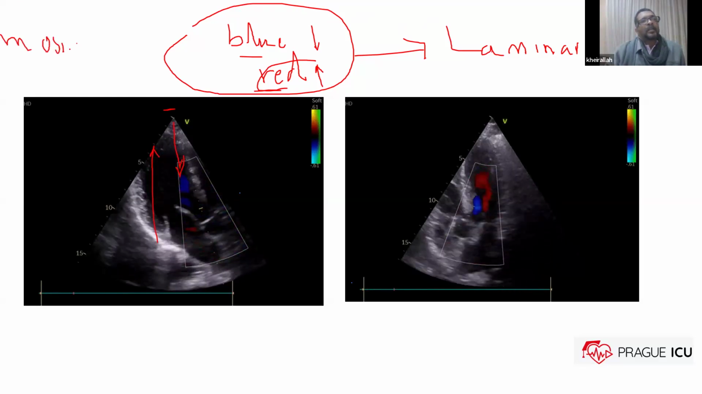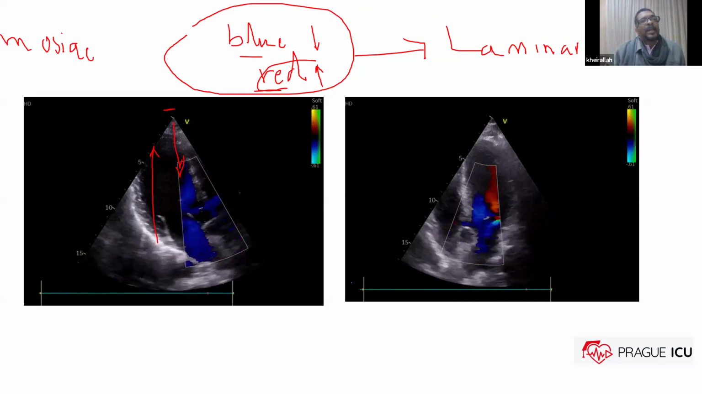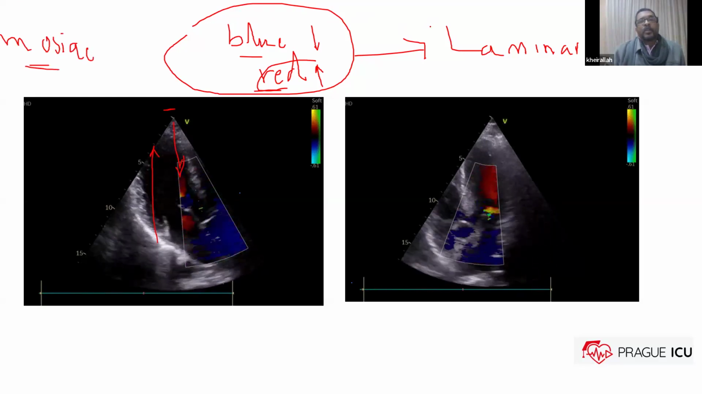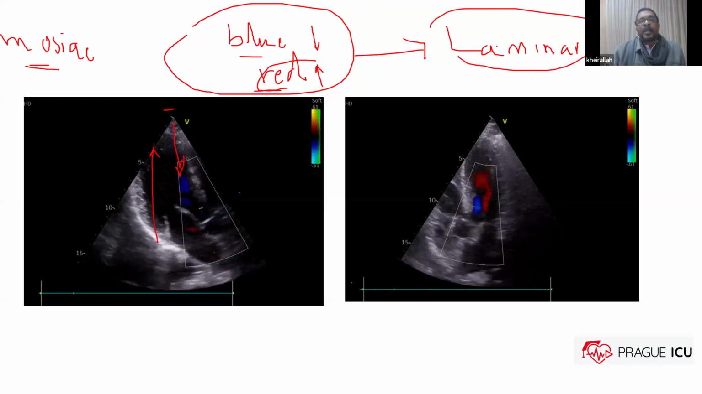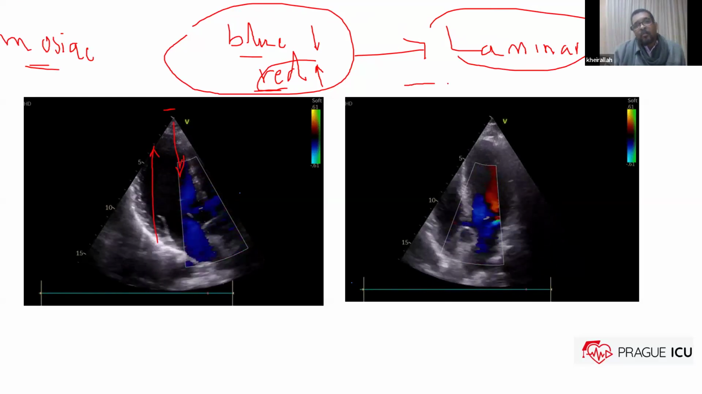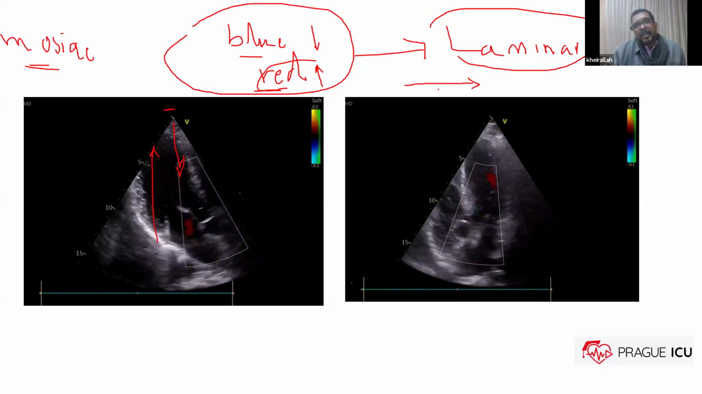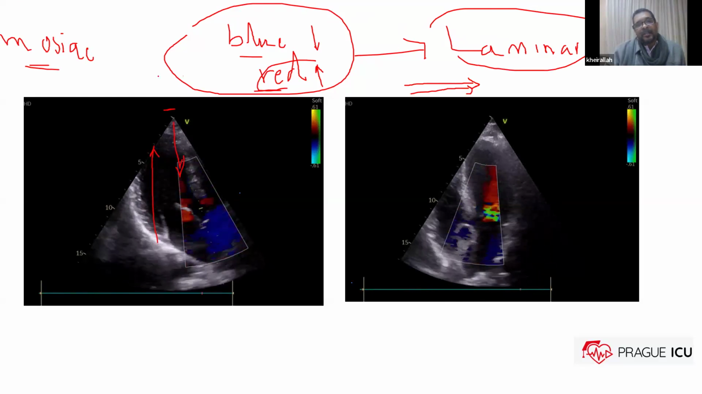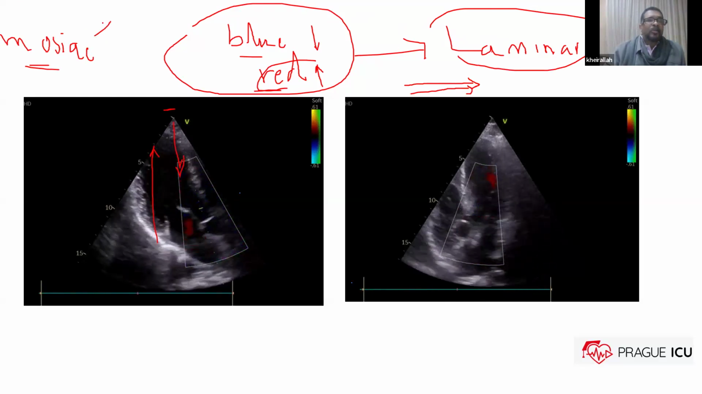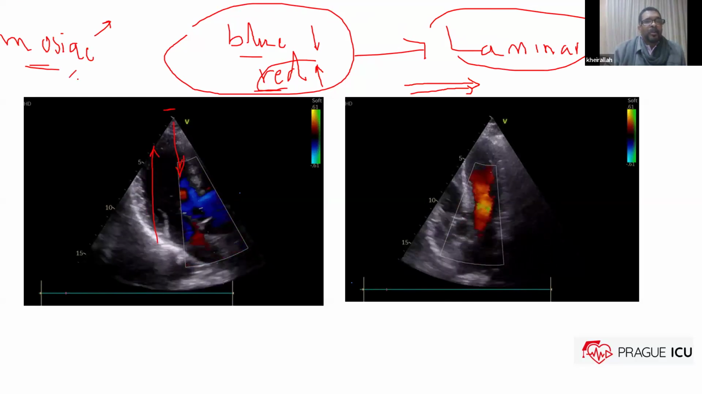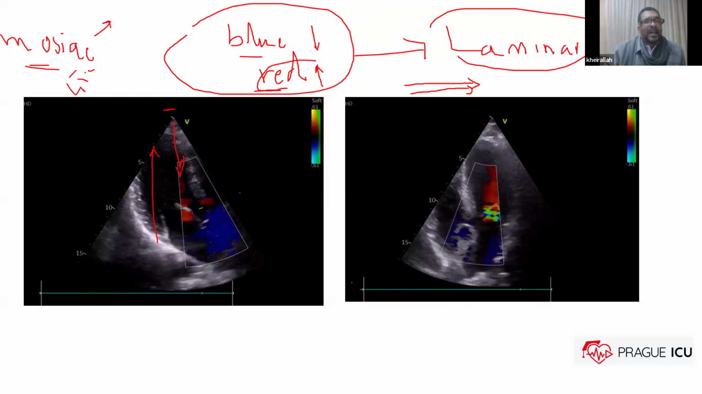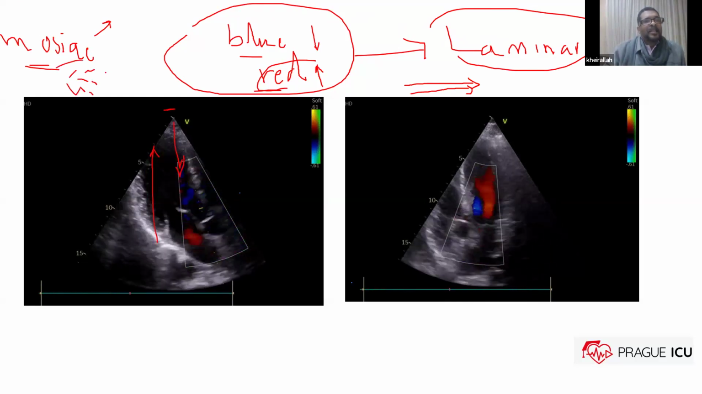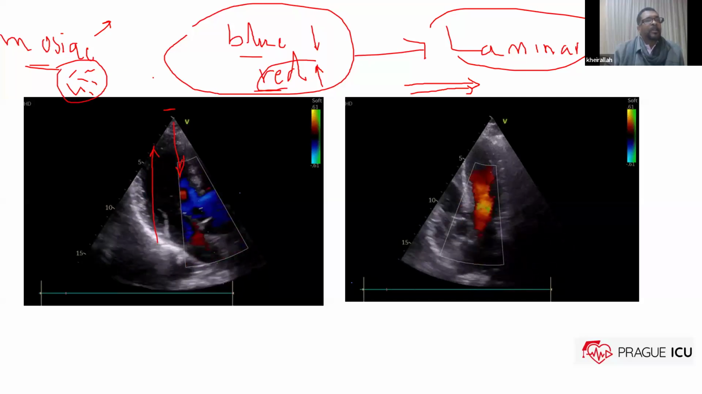Meaning what? Mosaic. Mosaic is the opposite of laminar flow. Laminar flow means it's moving homogeneously with uniform velocities in one direction. Mosaic starts to be turbulent flow, so the flow is going in different directions. And this is non-physiological. This is pathological flow.